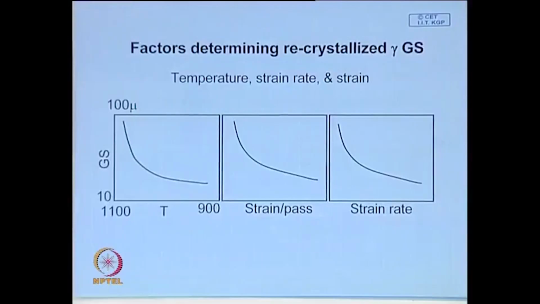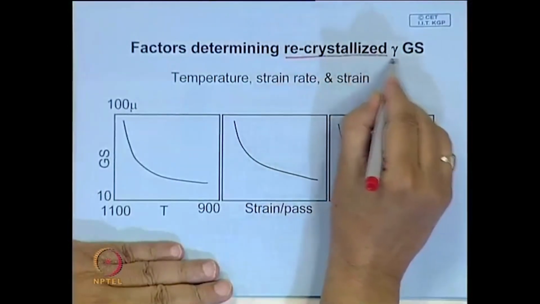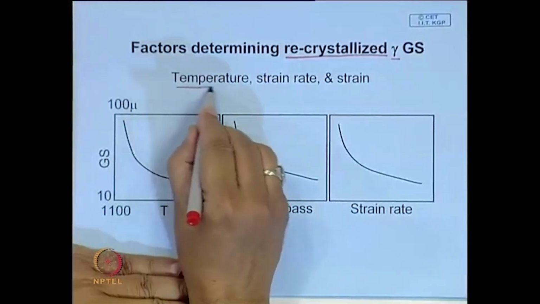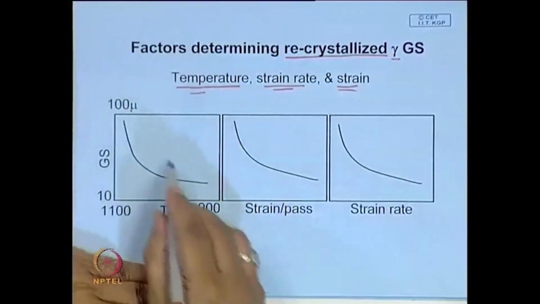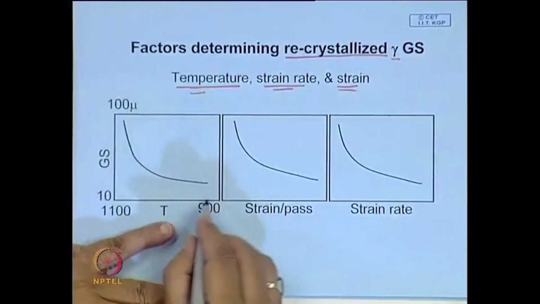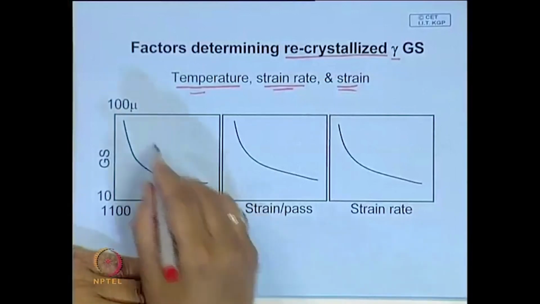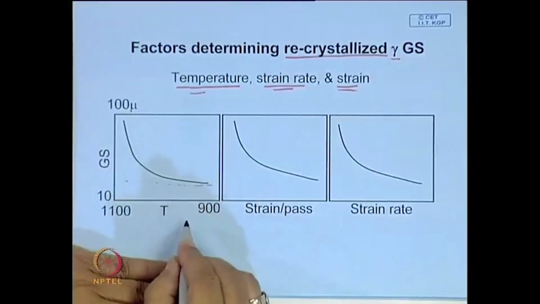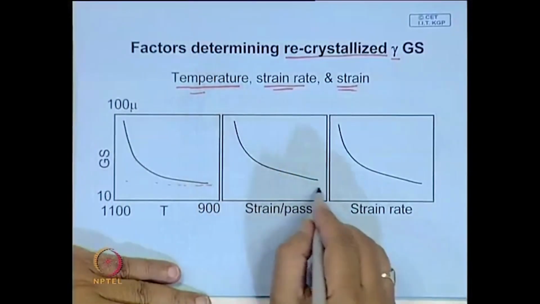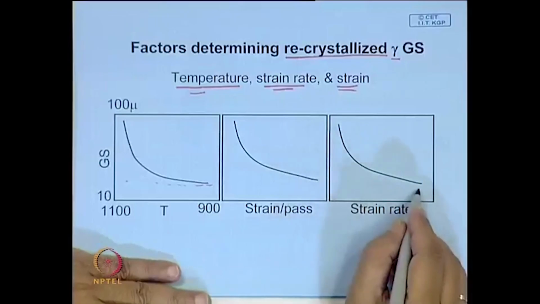And then, let us look at the factors that determine the final recrystallized austenite grain size. It depends on several factors: temperature, strain rate and strain, which is shown here. That means during hot working itself, you will be finishing the working around, let us say, 900 degree centigrade, and if you finish here, you are likely to get a fine grain structure. And strain per pass: the higher the strain you give per pass, the finer is the grain. The higher the strain rate, the finer is the grain.